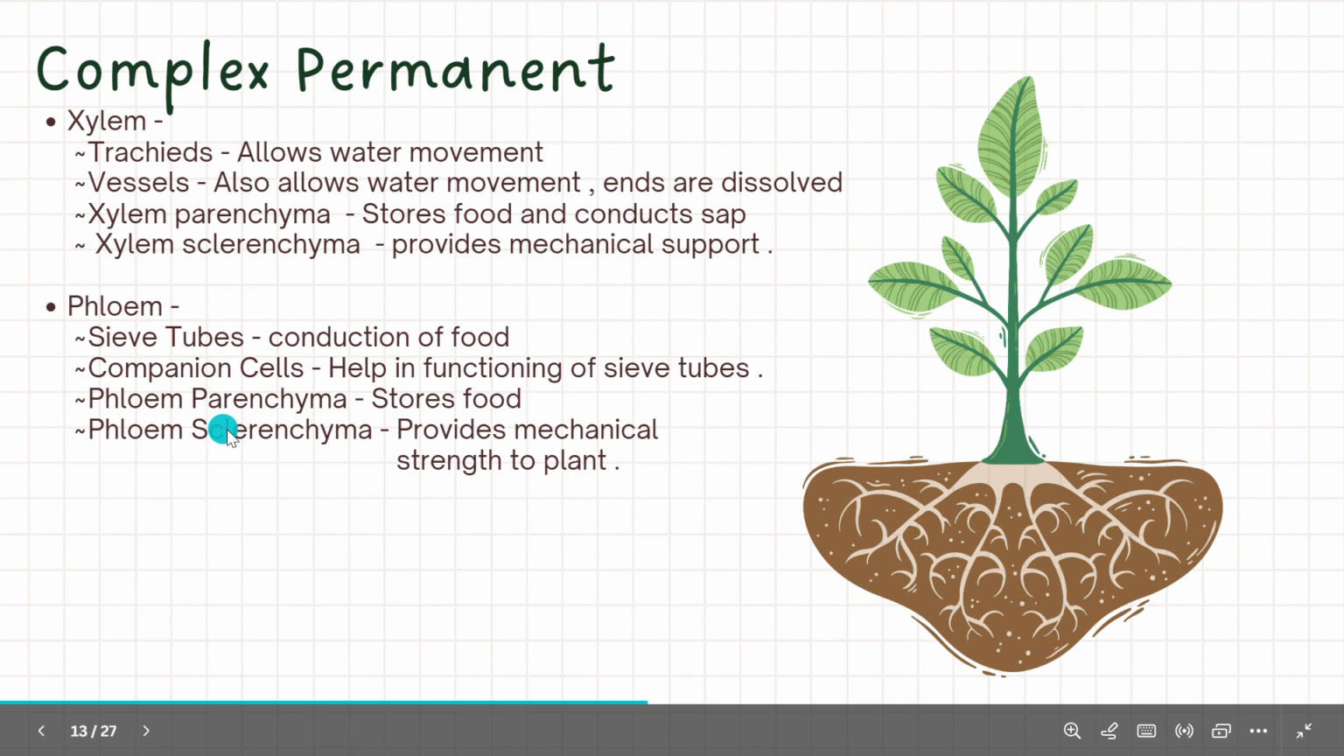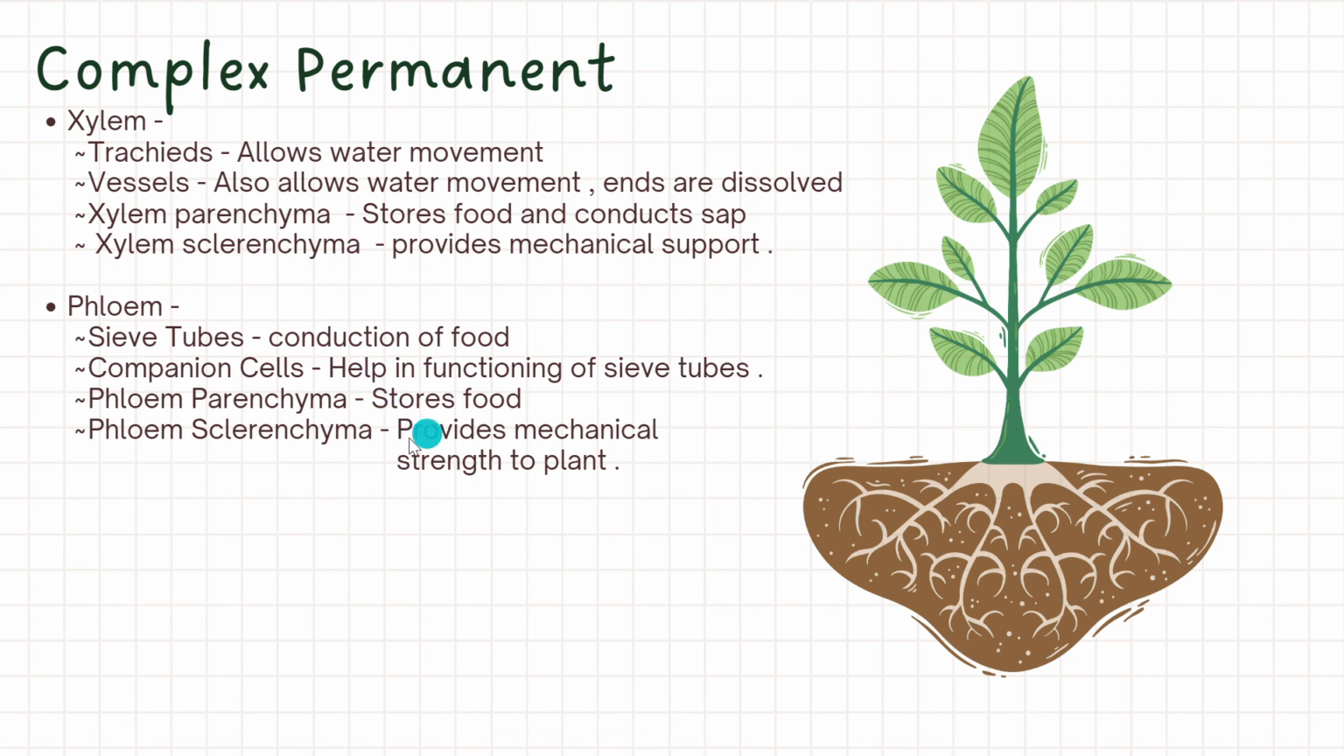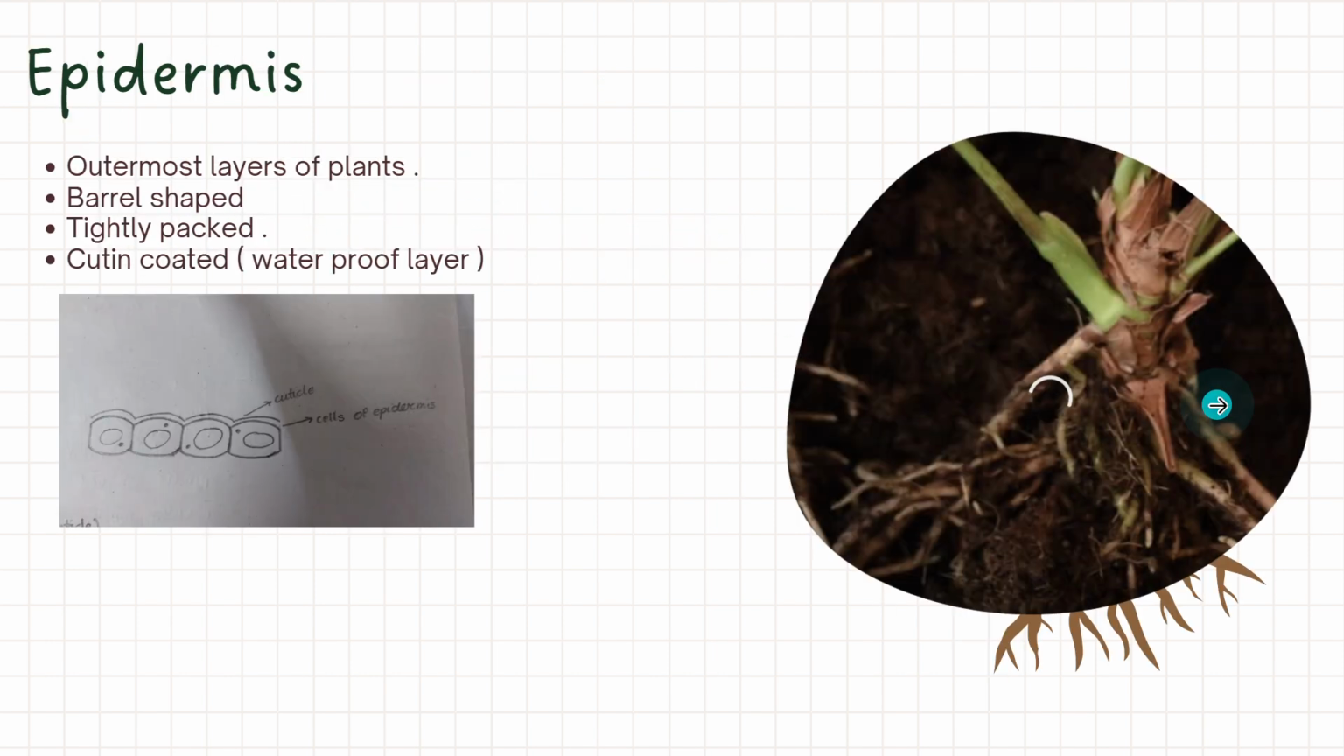Then we have phloem parenchyma. Phloem parenchyma again stores food just like xylem parenchyma. That means wherever the plant is storing food, it has phloem parenchyma. Then we have phloem sclerenchyma, which provides mechanical strength to the plant. I told you sclerenchyma has lignin, all of that. So it's providing strength and support. You can notice that phloem parenchyma, phloem sclerenchyma, xylem parenchyma, and xylem sclerenchyma almost have similar functions: storing food and mechanical strength. The only additional one is xylem parenchyma, which conducts sap.